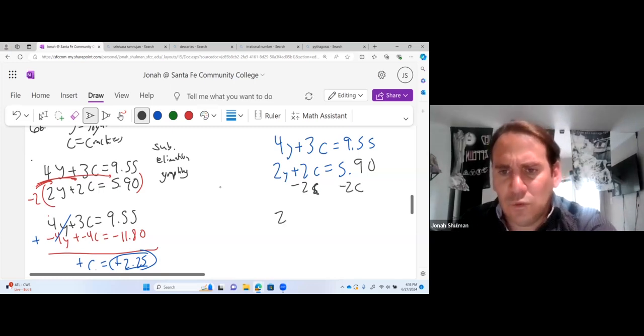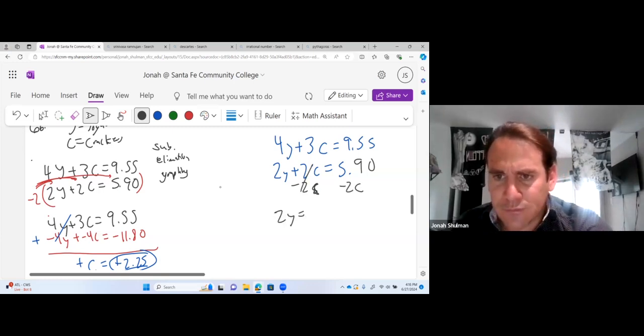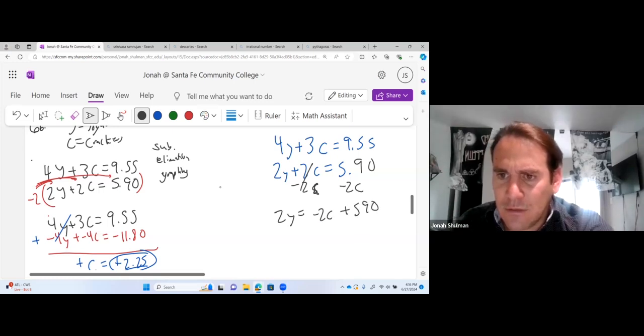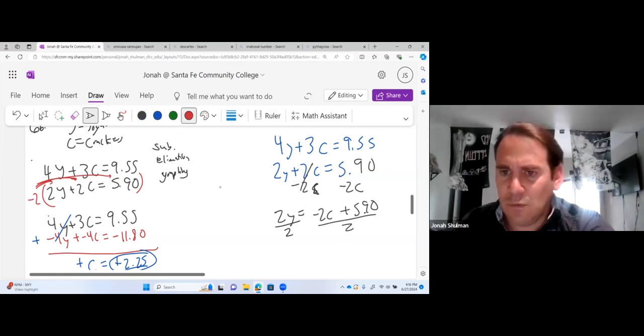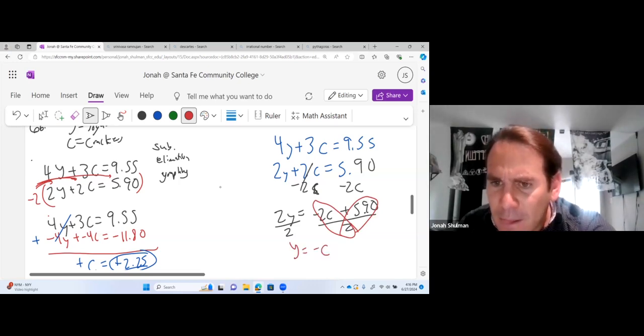So I'm going to be left with 2y equals -2c plus 590. We're going to divide both by 2. Remember that lotus flower technique where we divide this side and this side? So I'm left with y equals -c and 590 divided by 2.